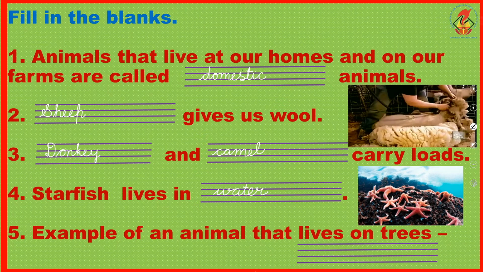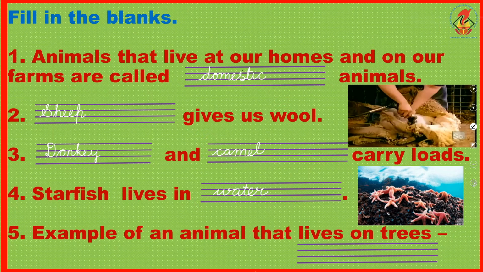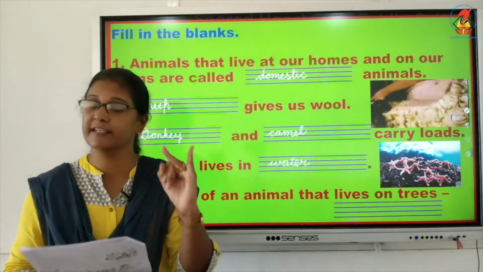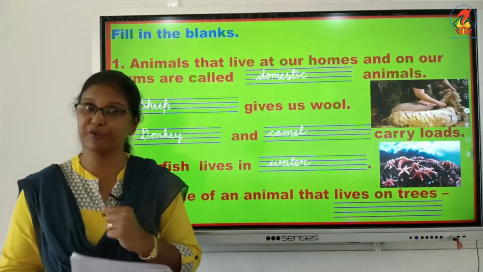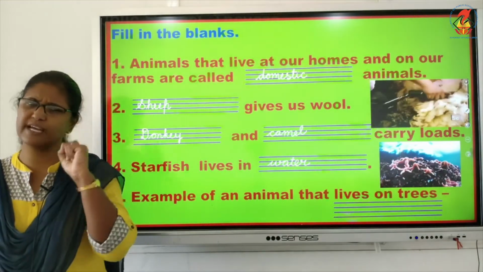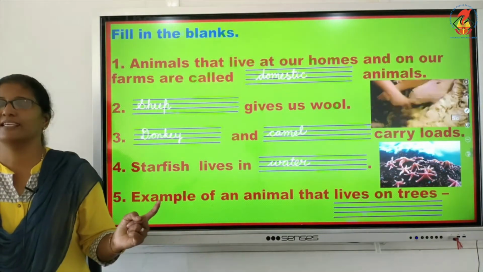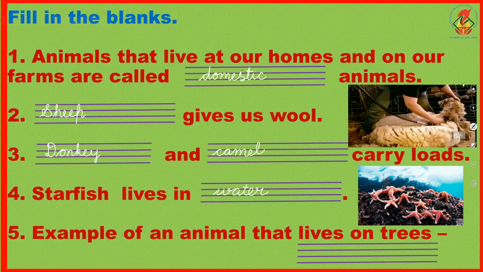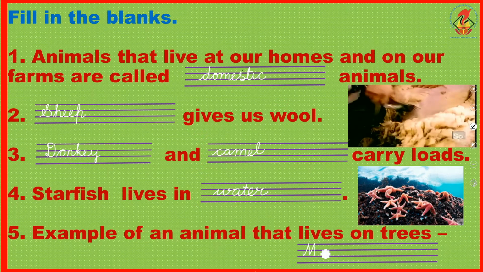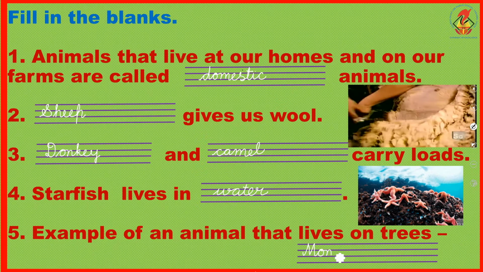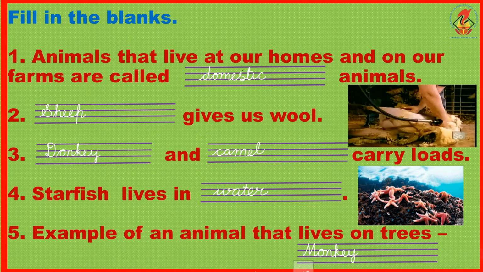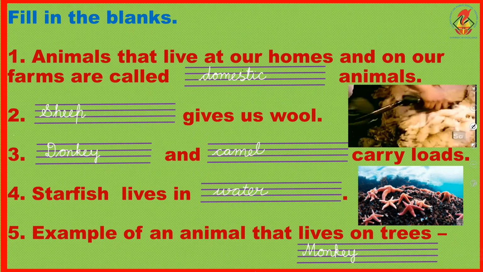The next, coming to the fifth one. Examples of an animal that lives on trees. Which animal lives on trees? Right, monkeys. Grasshopper. Right, some tree frogs, some snakes. Yeah, so out of these, we are going to write any one. What shall we write? Yeah, we are going to do it with monkey. Here you write a capital M because we have got a hyphen over there. Monkey. Right.